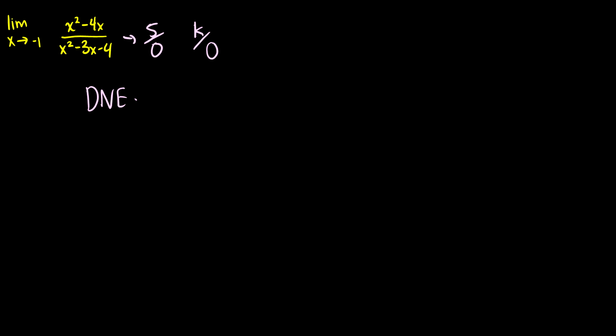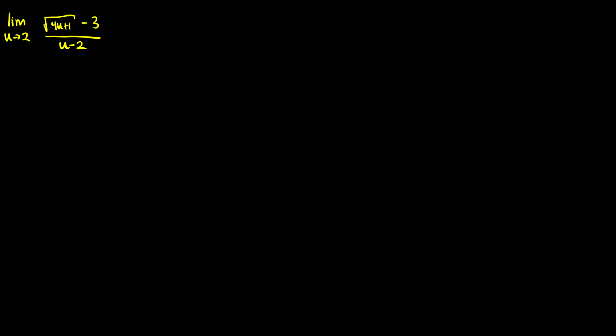Okay, second question. We want the limit as u goes to 2 of the square root of 4u plus 1 minus 3 over u minus 2. So I see the square root here, which means I probably want to multiply the top and the bottom by the conjugate. So the conjugate, of course, is going to be the square root of 4u plus 1 plus 3, and then divided by the square root of 4u plus 1 plus 3.